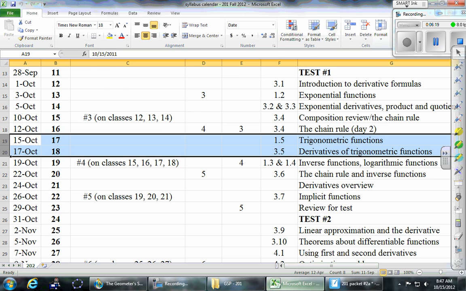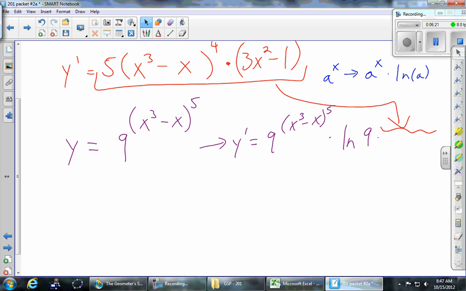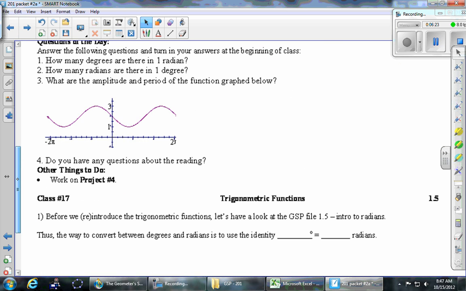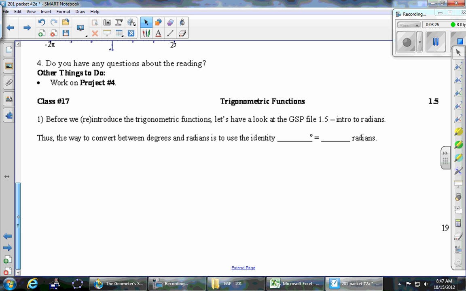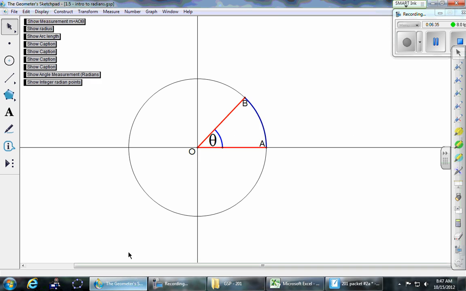Okay. So we'll come back to page 19. We'll start here at the bottom. First thing we're going to do before we reintroduce the trig functions is have a look at a sketchpad thing that's supposed to remind us of what a radian is. So here is a sketchpad thing that I made up. We're focusing on that angle.